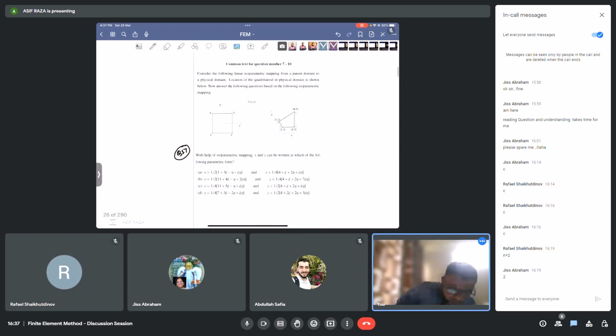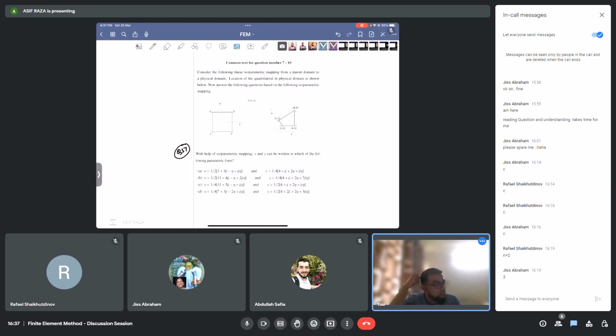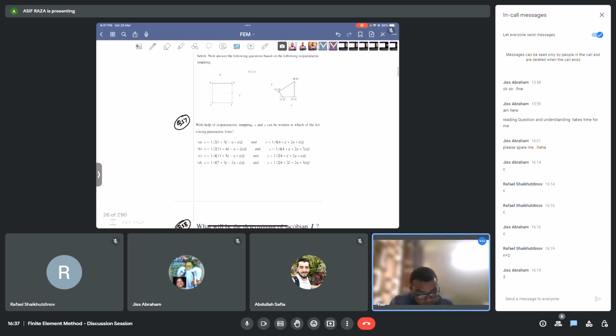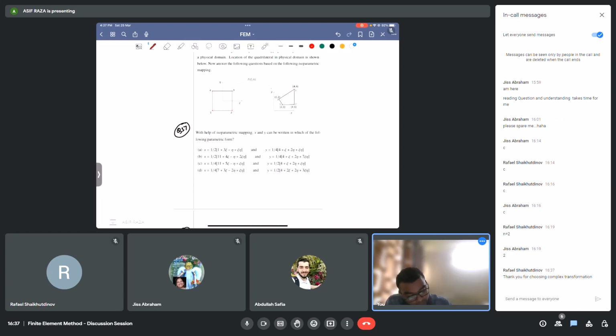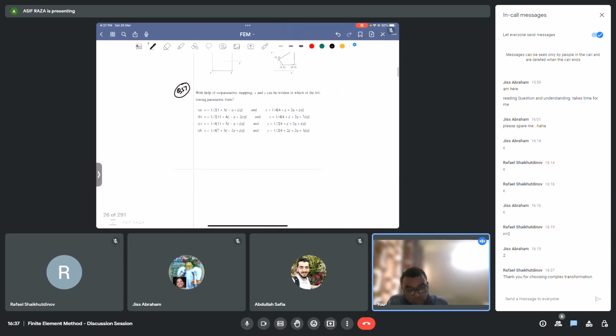So this is similar to what I discussed in the last session also. Consider the following linear isoparametric mapping from a parent domain to a physical domain. What we were saying is master to slave or something like that. The location of the quadrilateral in the physical domain is shown. Now answer the following question based on this isoparametric mapping. Question number 17: with the help of isoparametric mapping, x and y can be written in which of the following parametric forms? So this is the question.